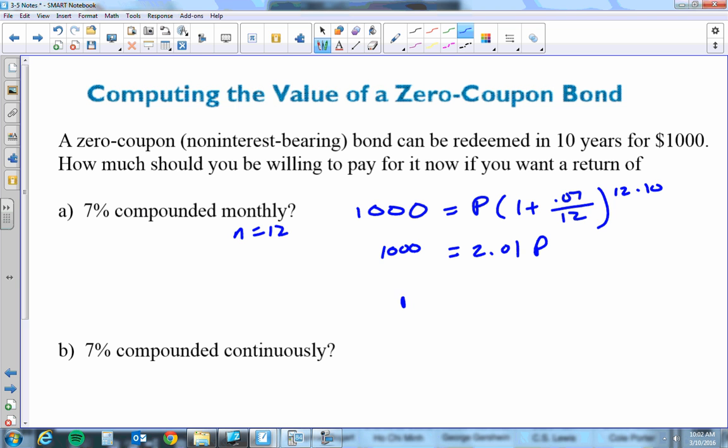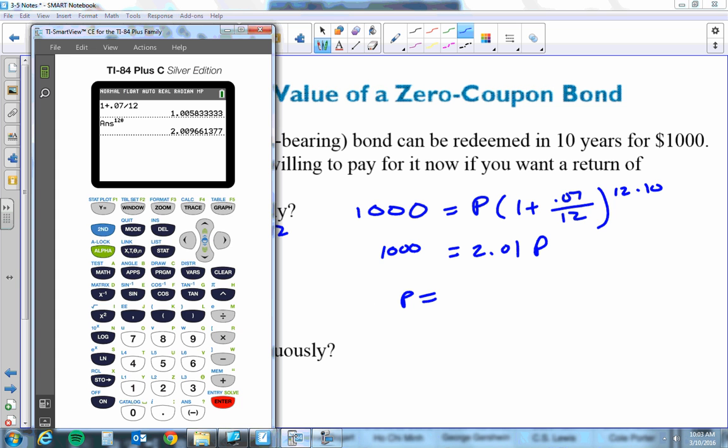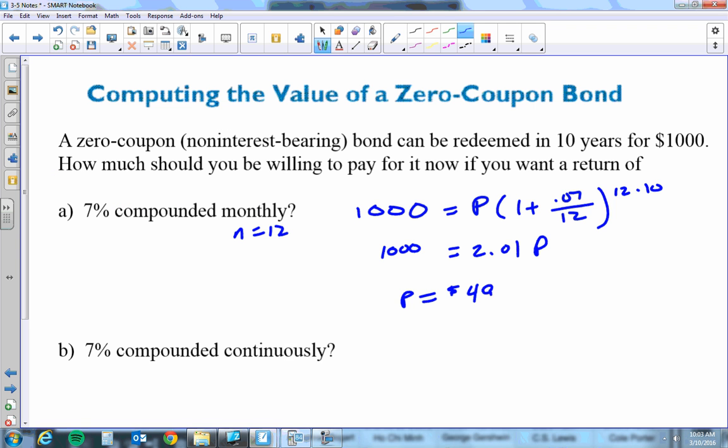And then divide 1,000 by that. So divided by the second answer. And the next example is going to work out to around 2.01 as well. So what is it, $497.60. And once again, if there's money, we'll round to pennies, so two decimal places with appropriate units. Non-interest bearing, it says. Now you know as much as I do.